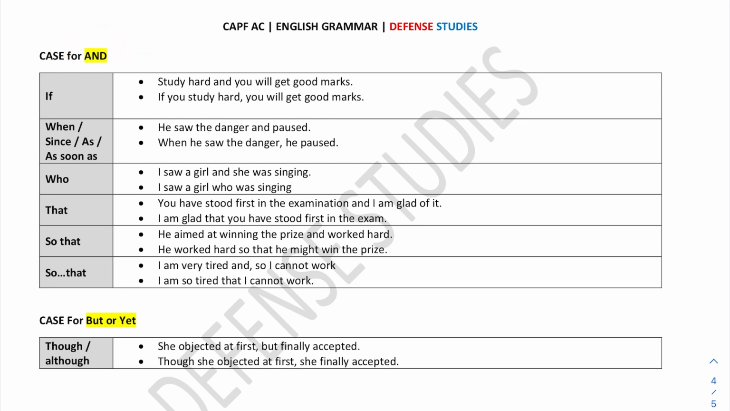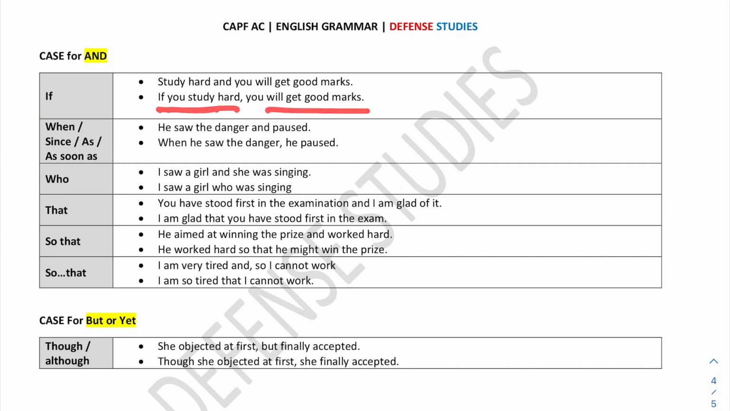Whenever you need to use if, you will use it in this way. Whenever you use when, as, since, as soon as, you will use it in this way. Who, you will use in this way. That, you will use in this way, right? So, study hard and you will get good marks. It's first of all a compound sentence, and we have used if as a subordinate conjunction to convert that compound sentence into a complex sentence, and this is the way. If you study hard, you will get good marks.